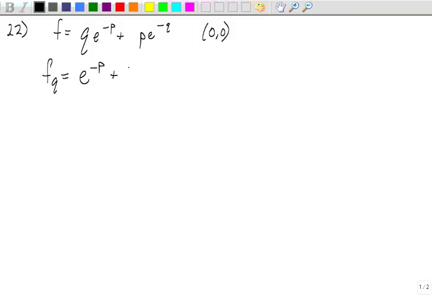Let's look at number 22. At the point 0, 0, I want to find the gradient because I want to find the maximum rate of change at the point and the direction in which it occurs. So the direction is the gradient. So I find f_q, p is constant, f_p, I guess I could have done that first.